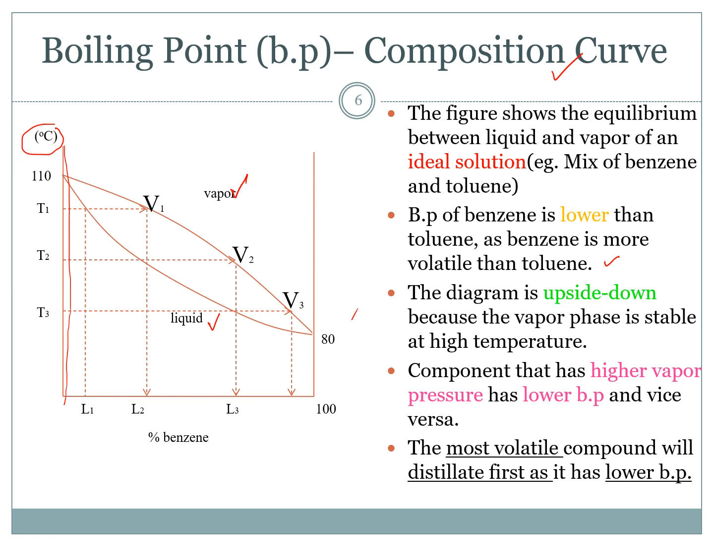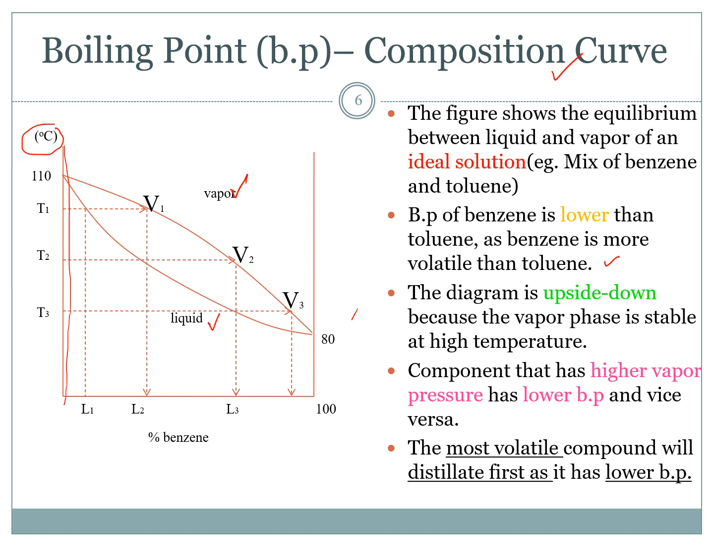So any line at the boundary curve, this one, tells us the composition of the liquid. And then this line tells us the composition of vapor. So all you have to do is to use the liquid composition to find the boiling point of the liquid and then look at what the vapor composition would be at that temperature.